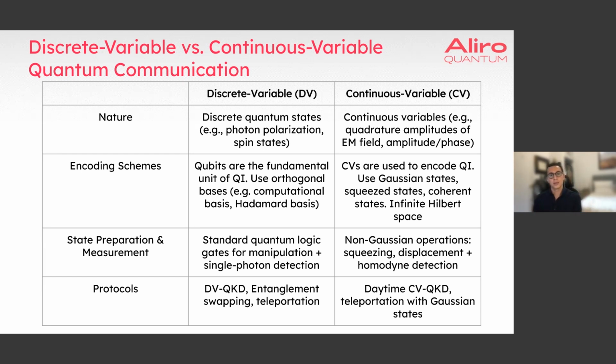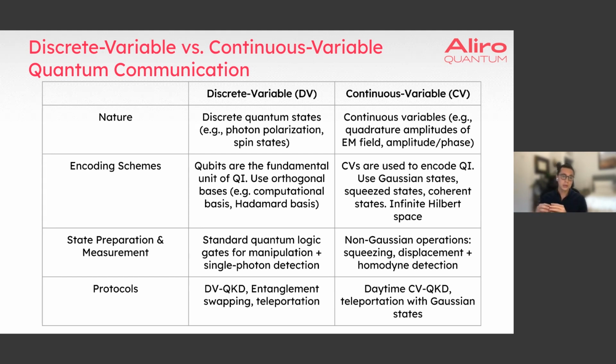Whereas in continuous variable encoding, we're using continuous variables to encode our quantum states. So for example, we can use the quadrature amplitudes of an electromagnetic field. We can use the amplitude or phase as the dimension by which we encode our quantum information. In continuous variable encoding, we're still using light here, we're still using photons, but it's a different kind of light and a different way to process it. So in continuous variable encoding, we're using Gaussian states, we're using squeezed states of light, sometimes coherent light.